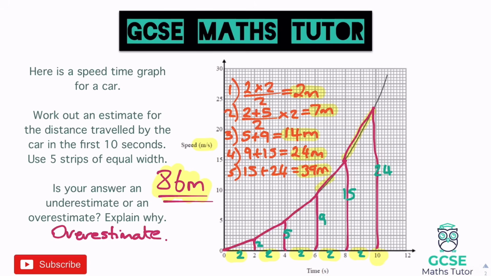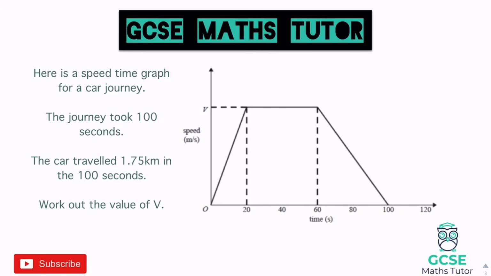I'm going to have a look at one more question here where we're looking at distance with a velocity time graph or a speed time graph. Right, okay, so here is a speed time graph for a car journey. It says the journey took 100 seconds, which we can see over here on the graph, and it says the car travelled 1.75 kilometres in 100 seconds, work out the value of v.